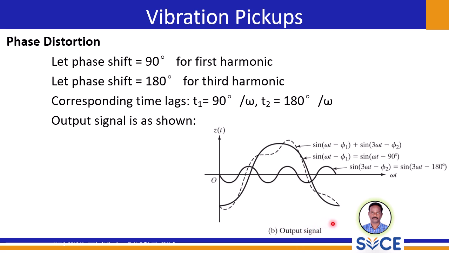Therefore, when dealing with vibrations that contain multiple frequency components, it is crucial to consider the phase response of the measuring instrument as well, to avoid misinterpretation of the recorded data due to phase distortion. Ideally, we want our instruments to have a linear phase response, meaning the phase shift is directly proportional to the frequency itself, which results in a constant time delay for all frequency components, preserving the original waveform.